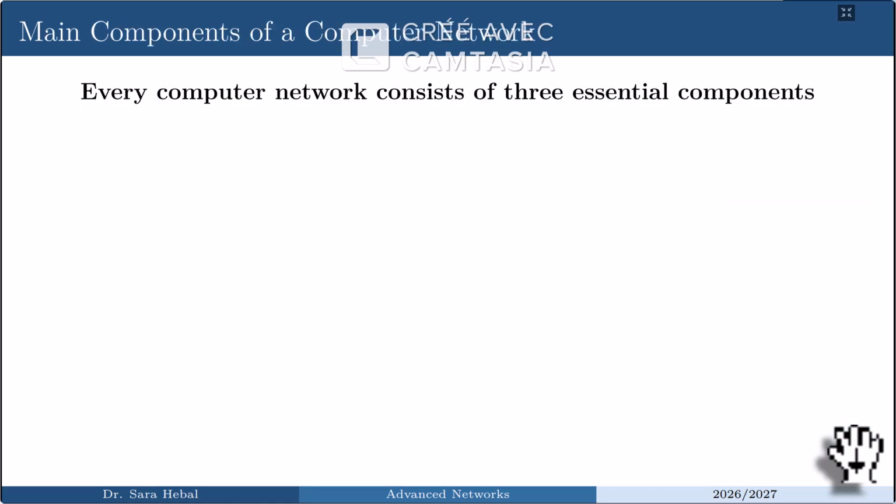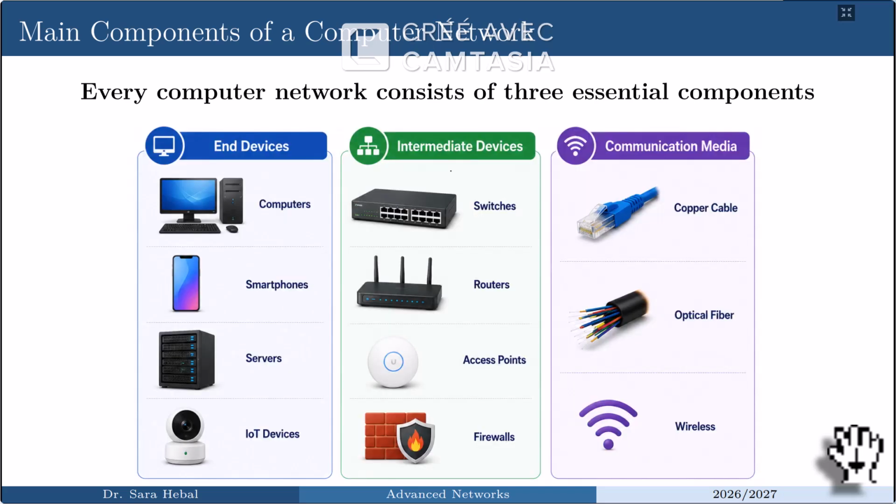Now, what are the main components of a computer network? Every computer network is built from three main categories of components. The first category consists of end devices, also known as hosts. They are the devices that generate, receive, and even process information, such as computers, smartphones, servers, IoT devices, etc.